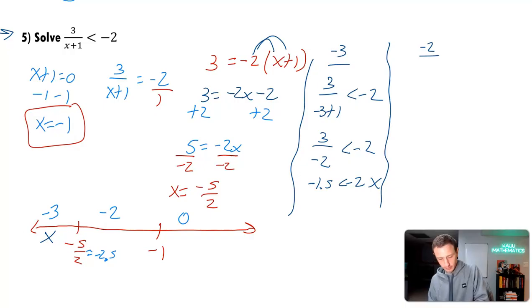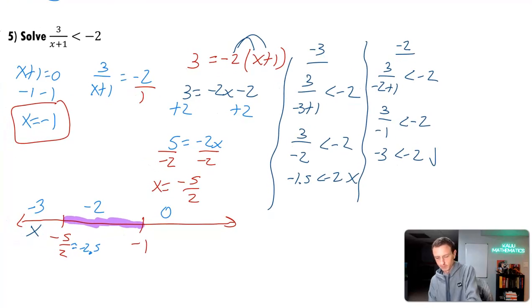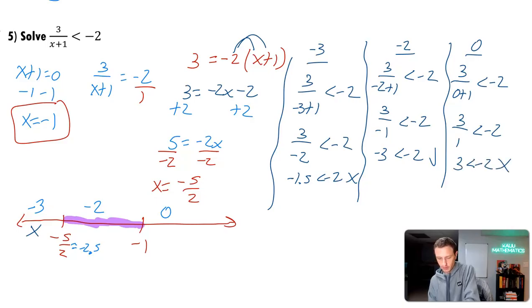Let's test out -2. So this is 3 over -2 plus 1 less than -2. So 3 over -2 plus 1 is -1 less than -2. 3 over -1 is -3 less than -2. Yes, -3 is smaller than -2. So that is going to be a true statement. And 0. 3 over 0 plus 1 less than -2. 0 plus 1 is 1, so 3 less than -2. Nope, false statement.